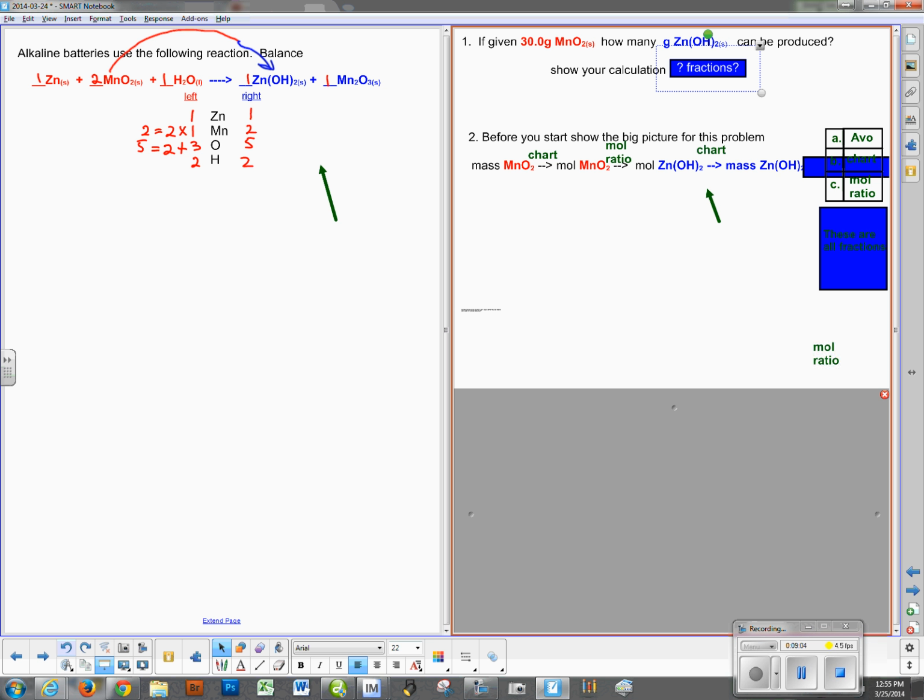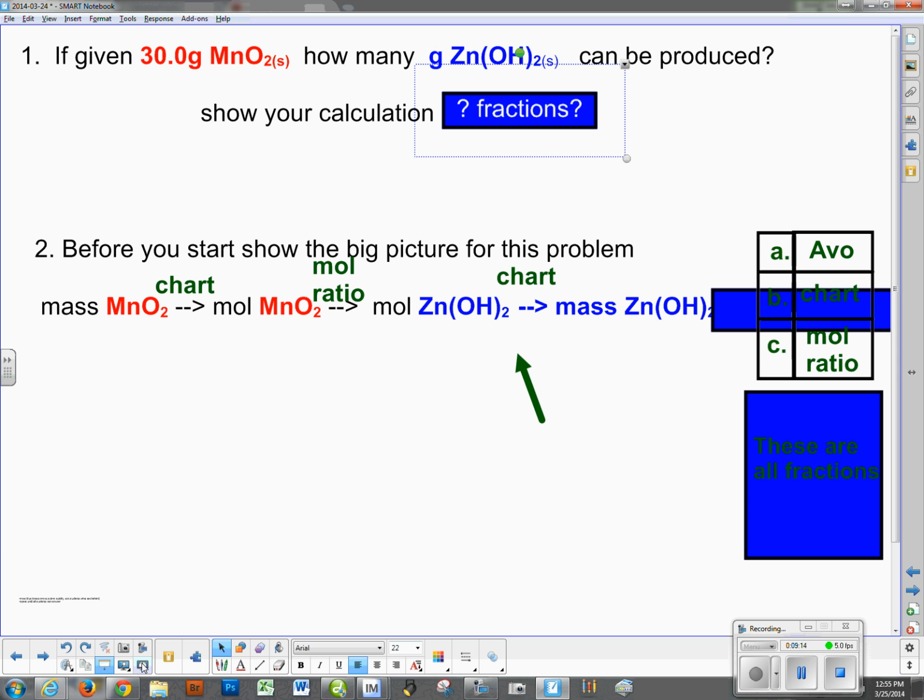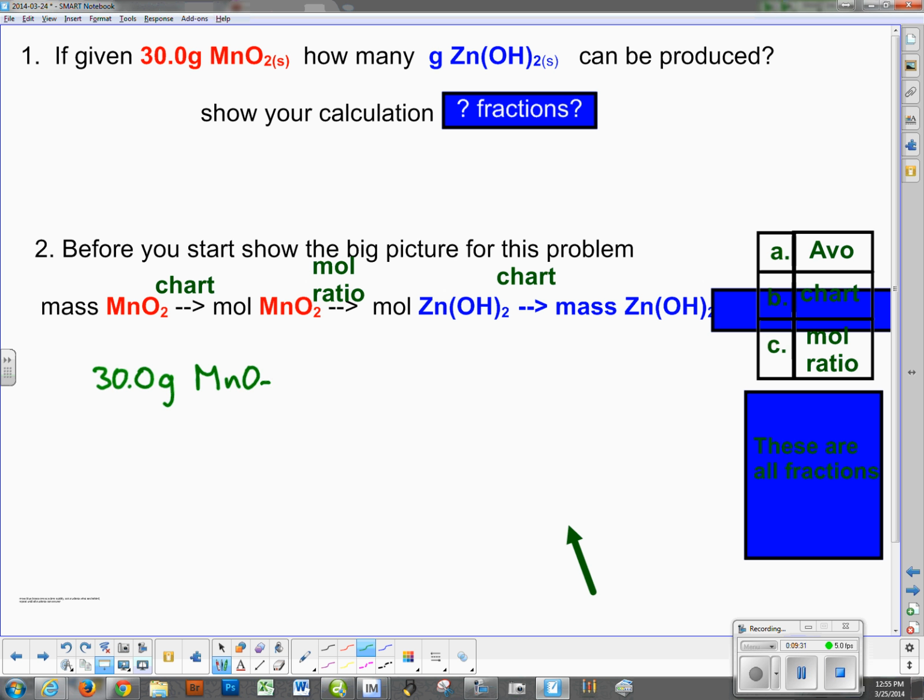So what we're going to do is, let's get this one guy out of the way. Let's go ahead and start our calculation. Let me get us back to a single screen, and we can go ahead and start with the given over 1 like we always do. So we've got the mass of manganese dioxide is 30.0 with 3 sig figs, over 1. Okay, next comes the chart.